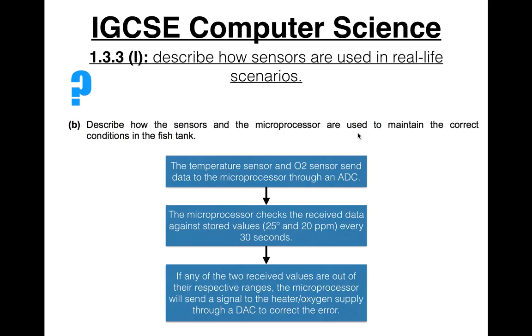Now, if it's a 5-mark question, then that should pretty much be the 5 marks, I think. If it's a bit less, then you can give an example, such as, if the temperature is 26 degrees, the microprocessor will send a signal through the DAC to the heater, and will tell it to turn off for a while, wait another 30 seconds, and then if the temperature is, say, 23 degrees, then the microprocessor will send a signal to the heater to turn on, and yeah, pretty much that.